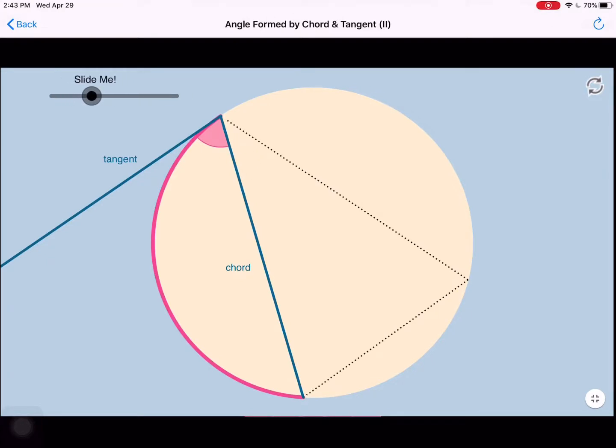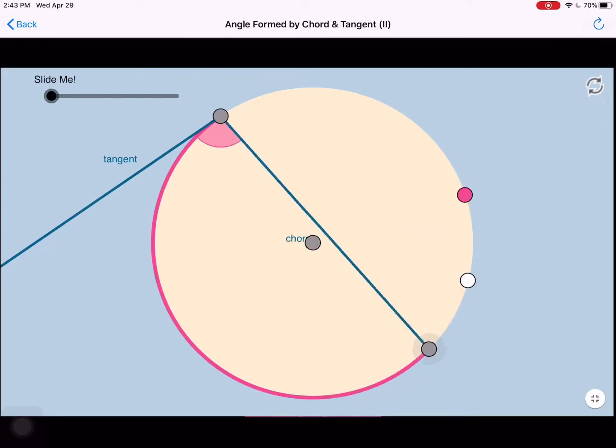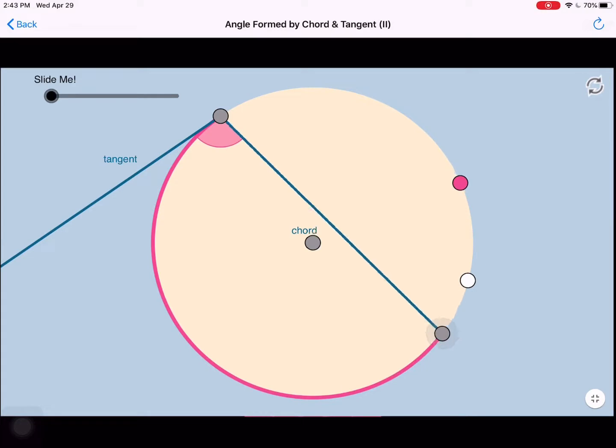then you will realize that the angle formed between the tangent and the chord is exactly equal to this inscribed angle formed from one end of the chord to the other end of the chord. That's basically it. And that will be true if you move your chord around. It doesn't matter where you are, this will always be true.